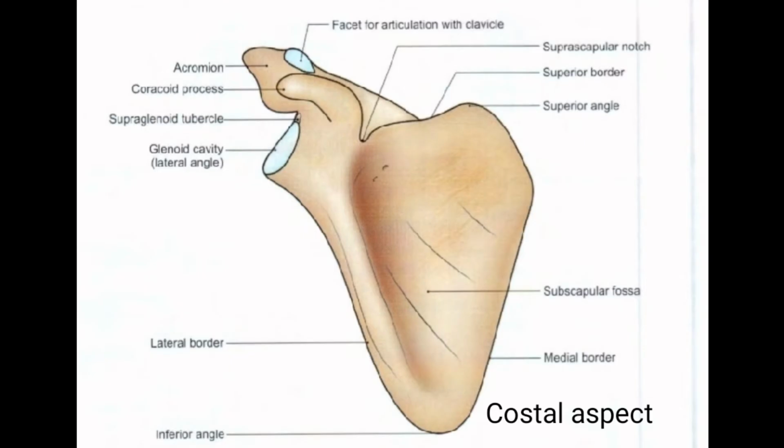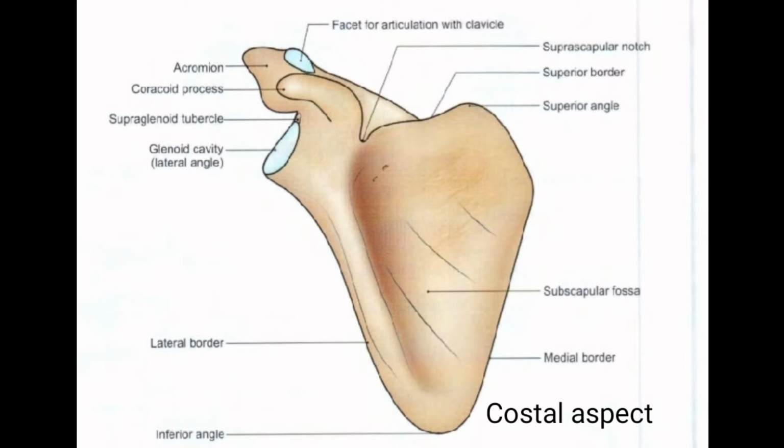The costal surface of the scapula faces the rib cage. The costal surface is concave. It is also called the subscapular fossa. The subscapularis muscle takes origin from this fossa. The serratus anterior muscle is inserted along the medial border of the costal surface.